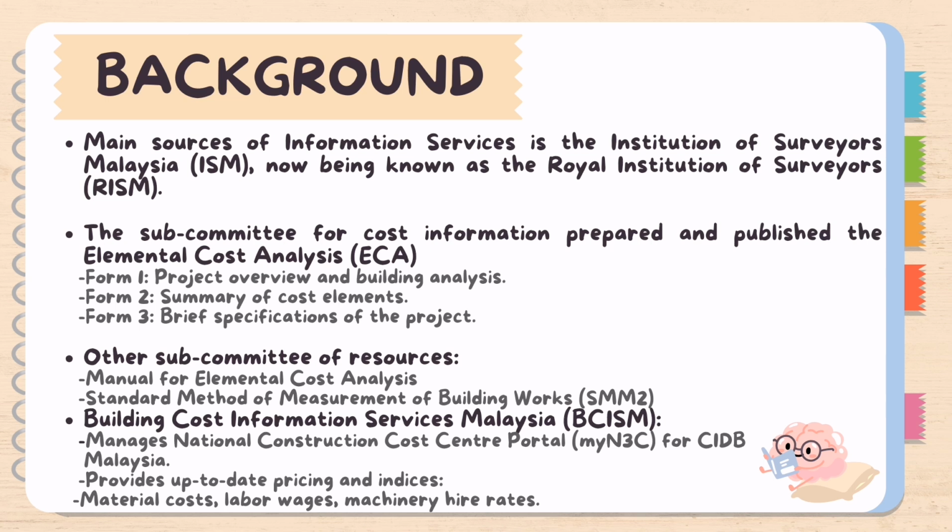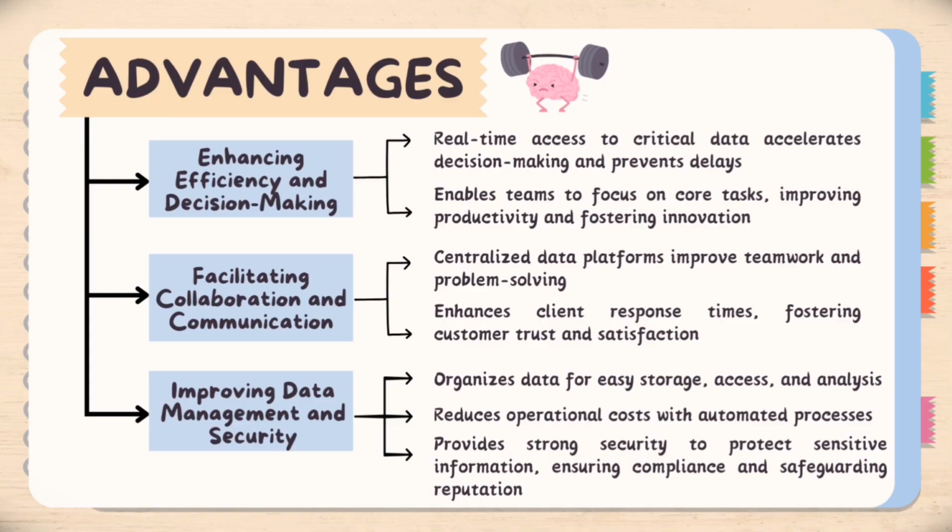It has 3 categories, which are Form 1, Project Overview and Building Analysis; Form 2, Summary of Cost Elements; and Form 3, Brief Specifications of the Project. The other source is SISM. It manages the National Construction Cost Center Portal, MyN3C, for CIDB Malaysia, and it provides up-to-date pricing and indices, material costs, labor wages, and machinery hire rates.